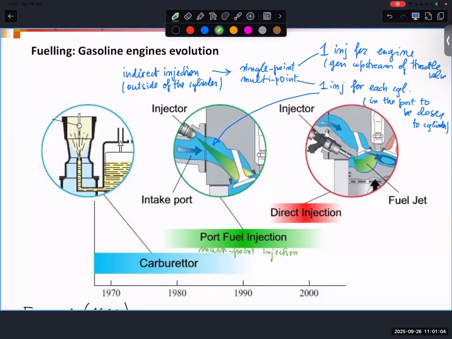Anyway, this is a minor distinction. The port is this part of the engine, a small pipe between the intake manifold and the engine itself. So this is the port in which there is the valve. Here we are closer to the engine, and with multi-point we have the advantage of serving one cylinder. So you can have a better distribution of the fuel, injecting the right amount for each cylinder. And being closer to the engine, you have a better transient behavior of the injected fuel.